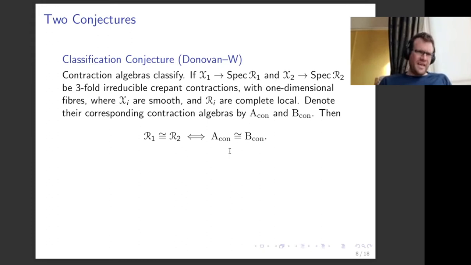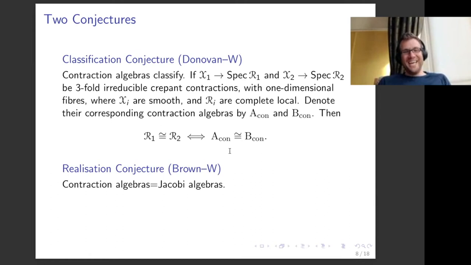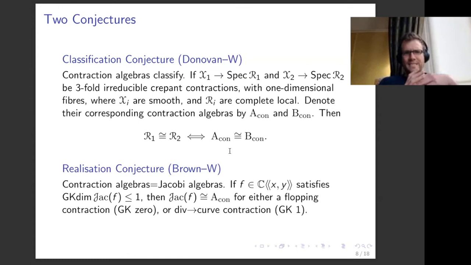And then the second conjecture, which is by far more outrageous, is that actually all Jacobi algebras, at least for small n, are contraction algebras. A priori, contraction algebras dump you into Jacobi algebras, but the conjecture is that actually they are everything. There aren't any others. To make that a little bit more precise, if I take an arbitrary element F whose Jacobi algebra has small GK dimension, then it's possible to construct either a flopping contraction or a divisorial curve contraction which realizes that random choice of F that I started with.